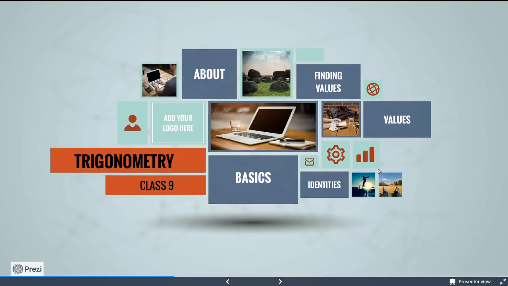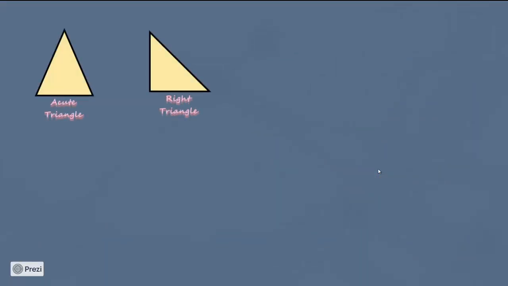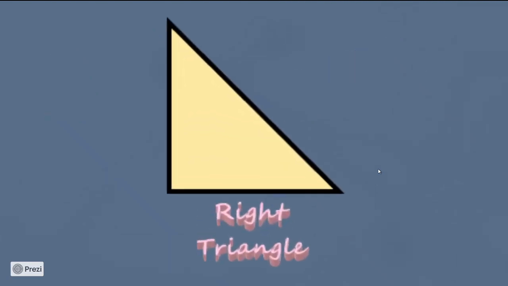So, welcome back. You have studied about different kinds of triangles: acute triangle, right triangle, obtuse triangle. Now, you saw that in the last video we took a right triangle, right? So, we will focus on this right triangle. That will be our focus.